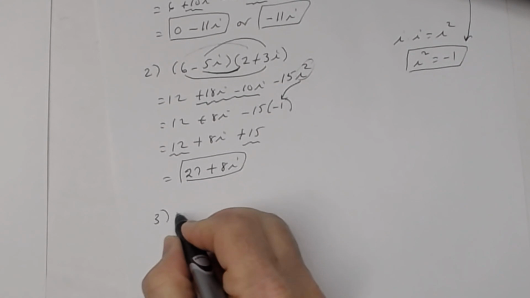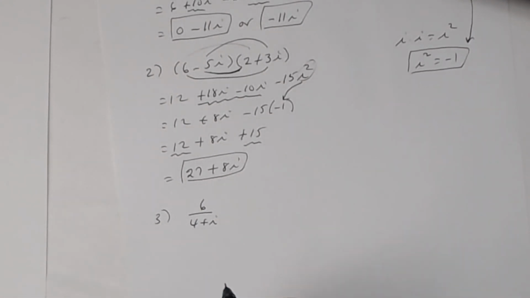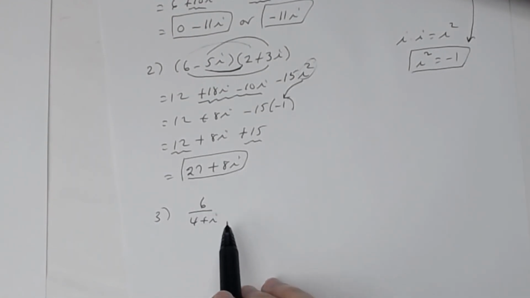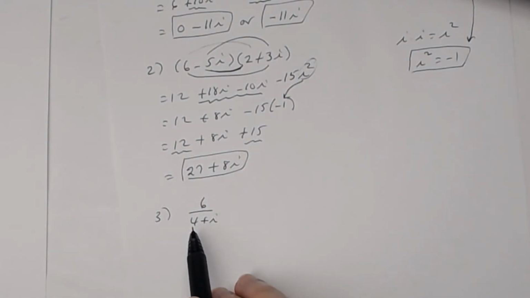Number 3, we have 6 divided by 4 plus i. Notice that in this problem, i is in the denominator. So what you want to do there is get rid of the i that's in the denominator.